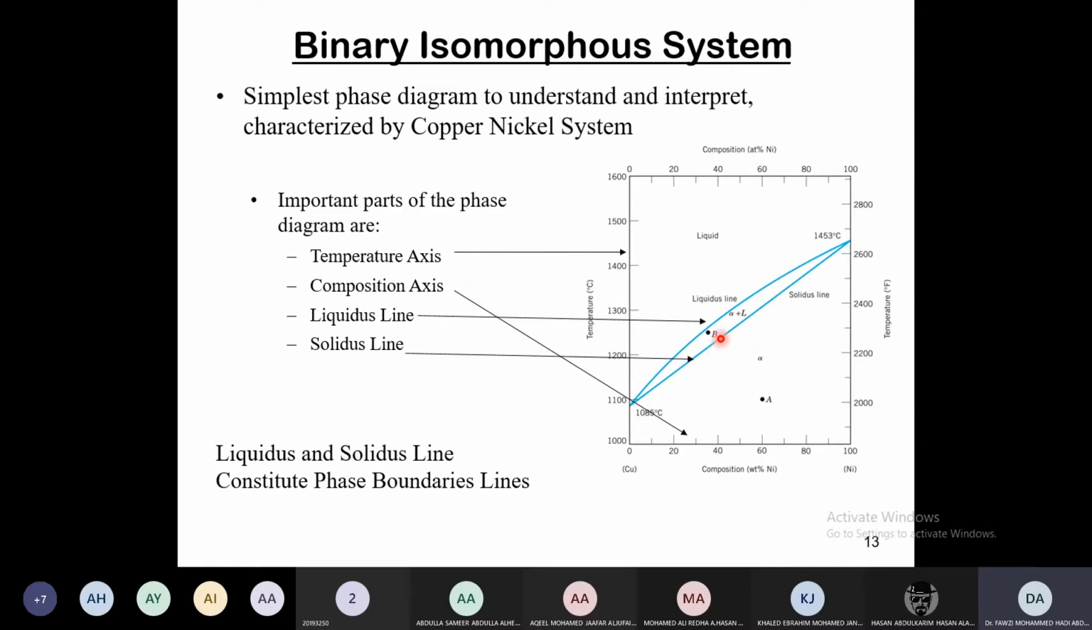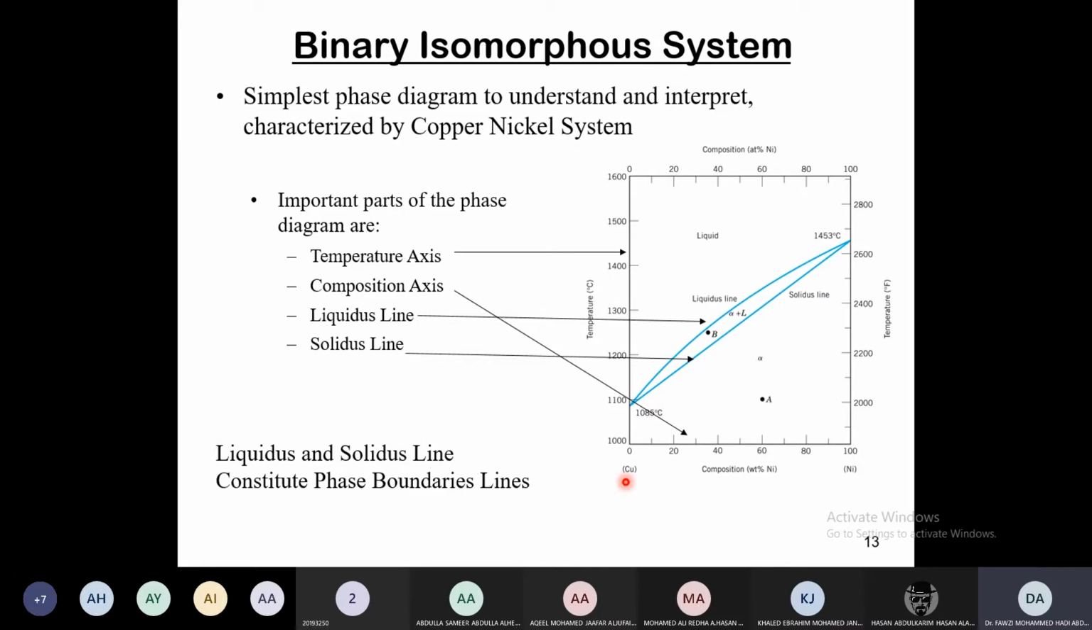Actually, you go across the solidus line, then the liquid starts to develop, and the liquid increases until you reach the liquidus line, then everything goes to the liquid. So this is indirect melting, but here we call it direct melting. And this direct melting is a behavior for pure metals only. So if you have a metal which is not pure, direct melting is not going to happen.